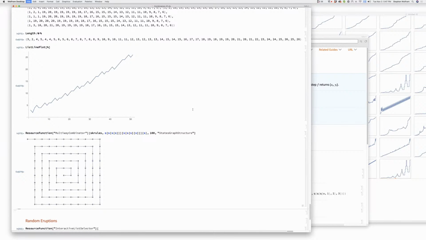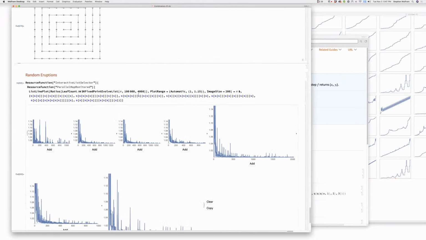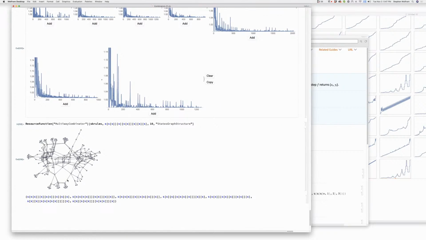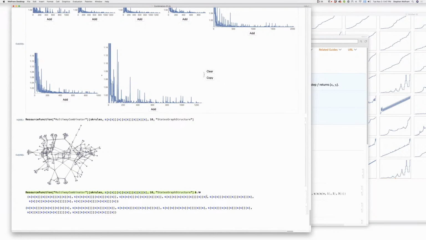Okay, so let's look at the random eruption case. In this case, I'm just going to do 10 steps. I'm going to do it on these cases here. And let's just see what these look like. Actually, I want to see whether these are still growing or whether any of them reached fixed points. Oh, no, I know they can't have. Never mind.